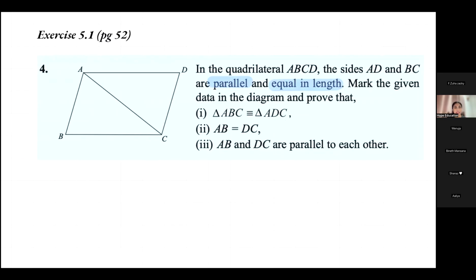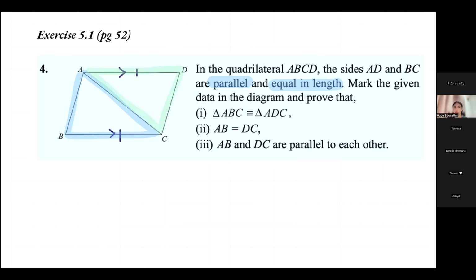Let's mark that. This is parallel to this, and also the AD side is equal to the BC side. Mark the given data in the diagram, which we already just did. Prove that triangle ABC, now what is triangle ABC? That is this. This is triangle ABC, and triangle ADC. ADC is this triangle. So we have to show that these triangles are congruent.